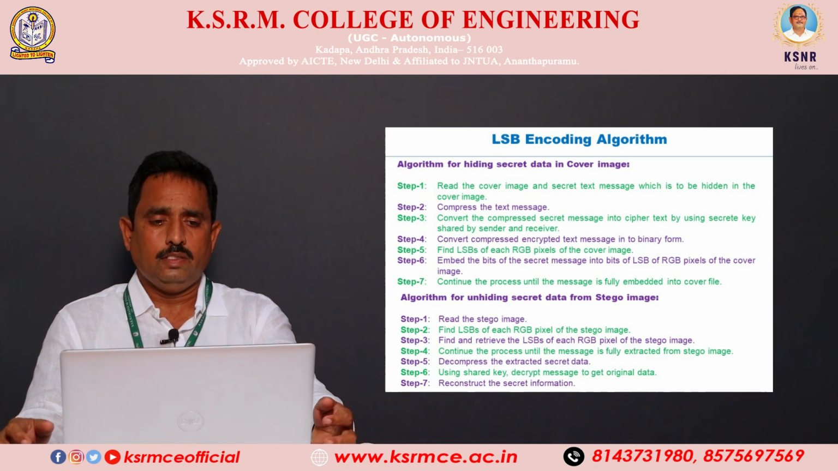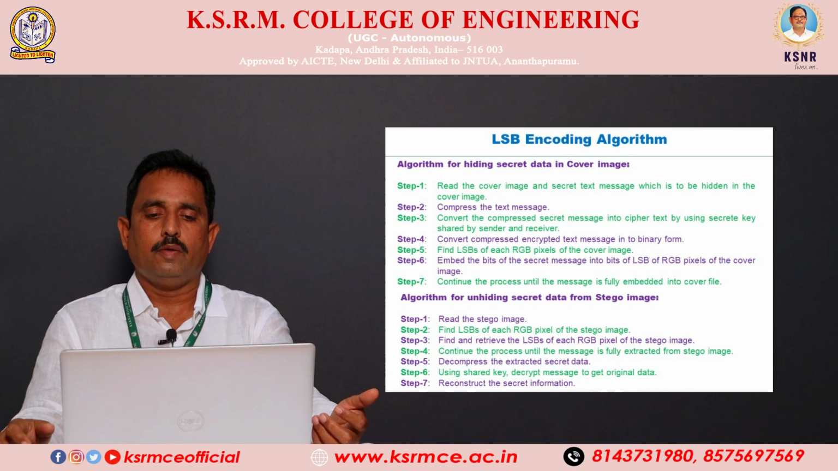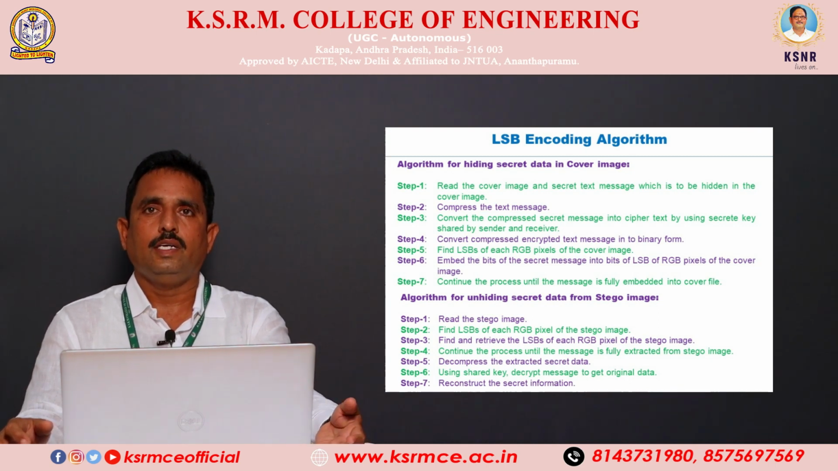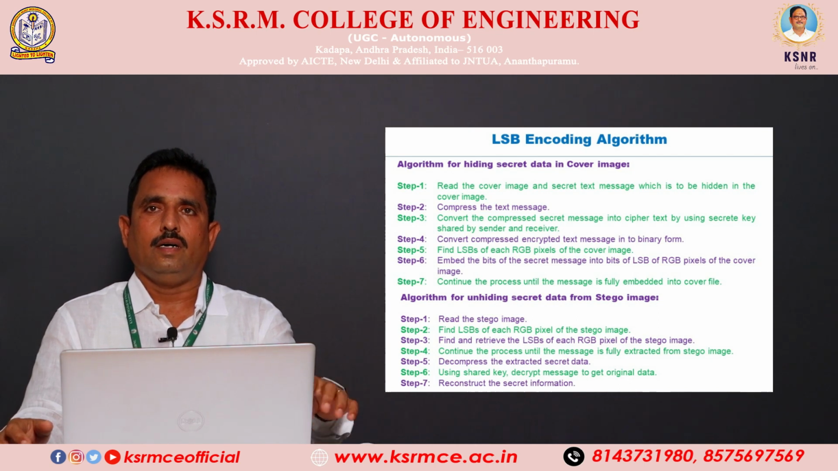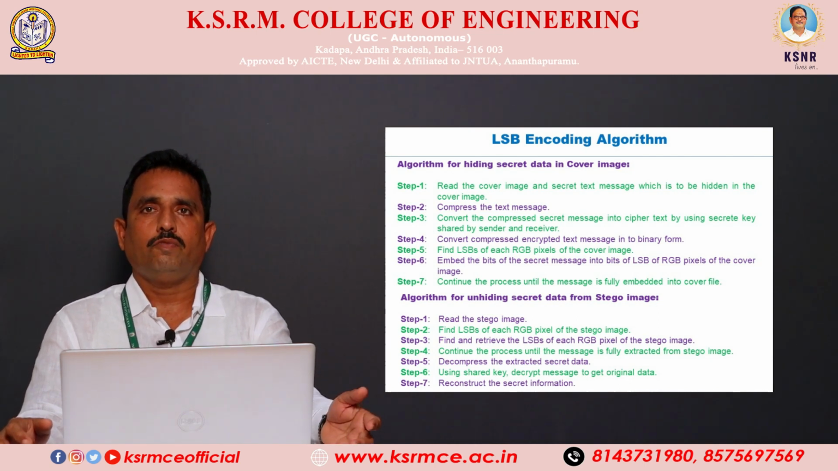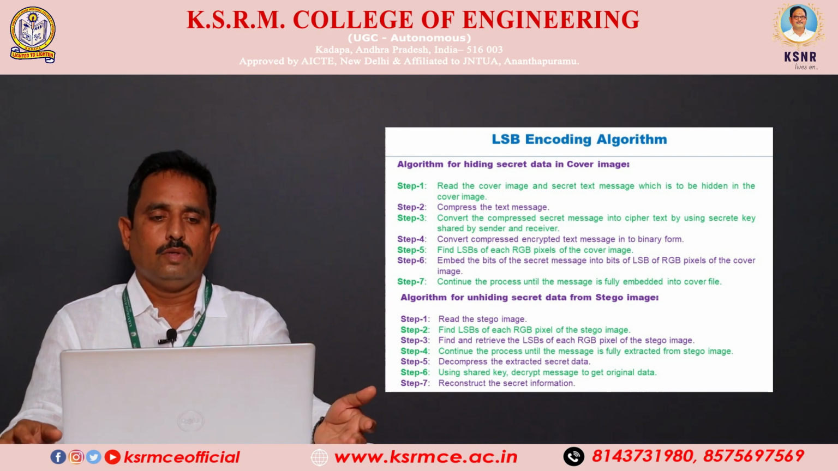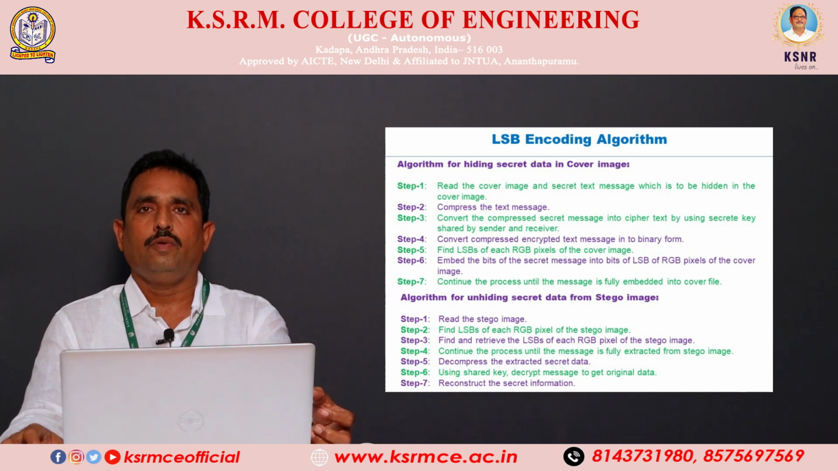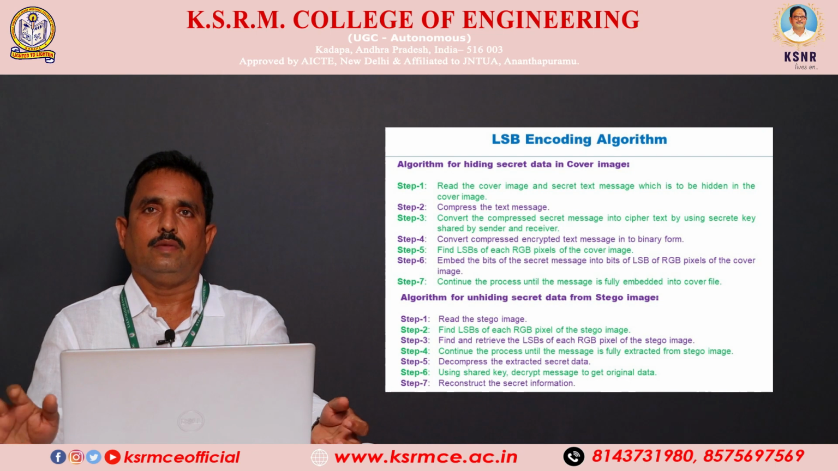Next, in step 6, use the shared key to decrypt the message to get the original data. After decompressing, the secret data is in encrypted form, nothing but a ciphertext. We have to reapply the decryption technique. So, finally, the ciphertext is converted into plain text. Next, in step 7, reconstruct the secret information. Finally, we will get the secret information. So, this is the algorithm to extract data from the stego object.